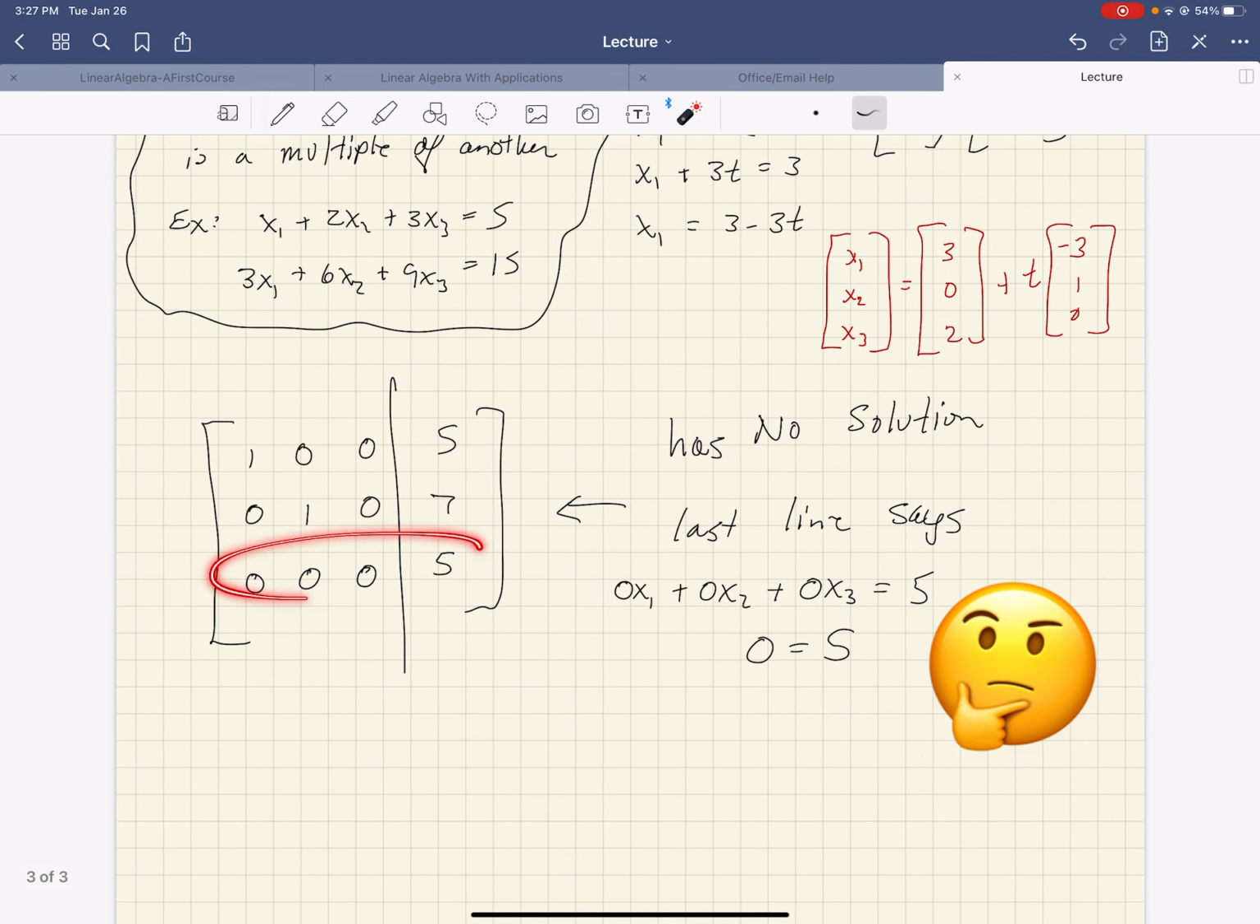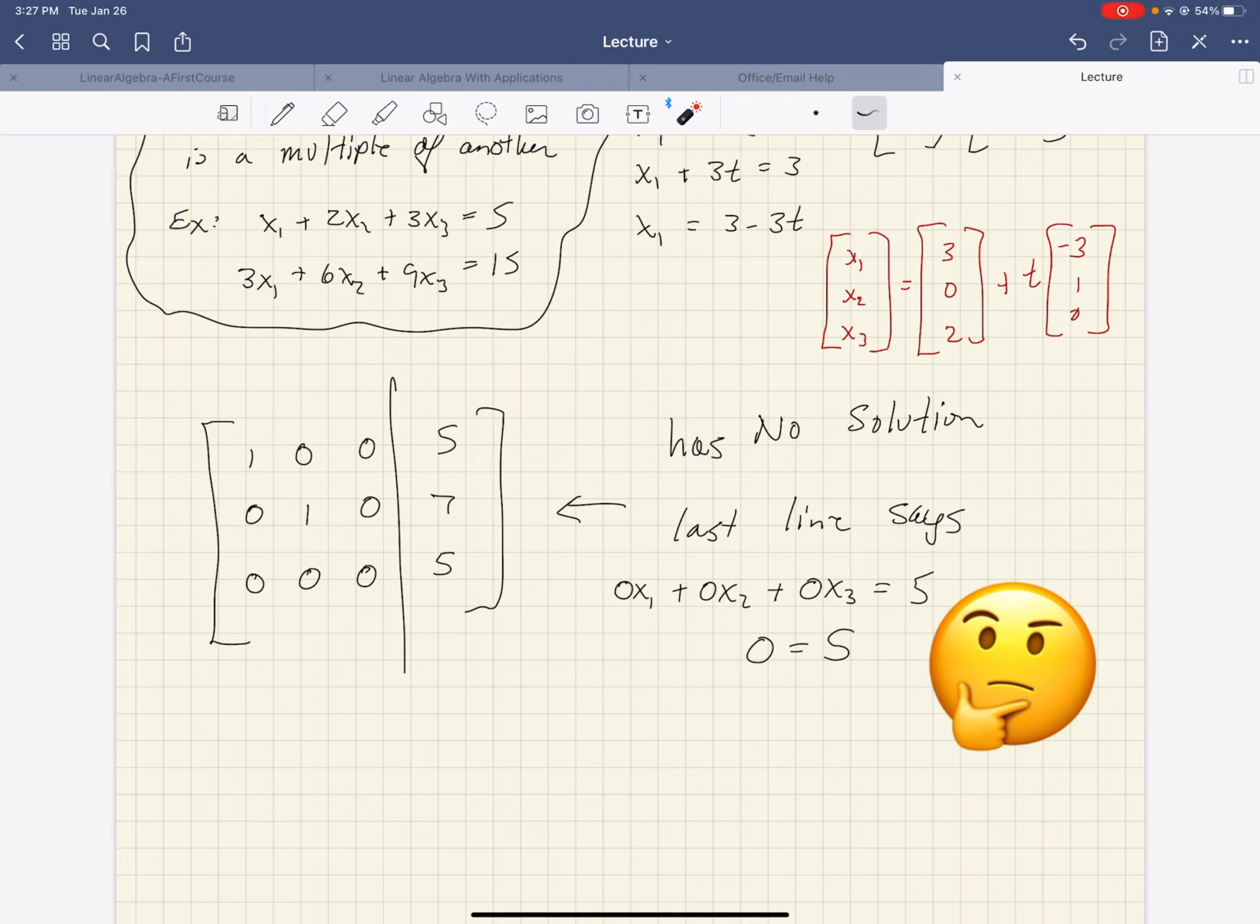So when you get something like this, if we were in class, I would say this is bad. This is completely ridiculous, because it says no x1s plus no x2s plus no x3s is 5. But nothing plus nothing plus nothing is nothing, and nothing can't add up to 5. And so my little thinky there, this is total nonsense, and there's no solution.